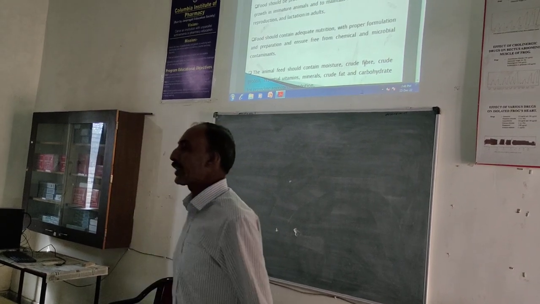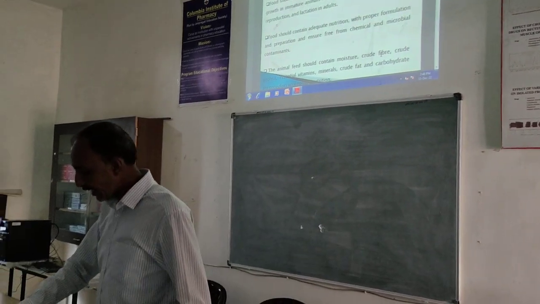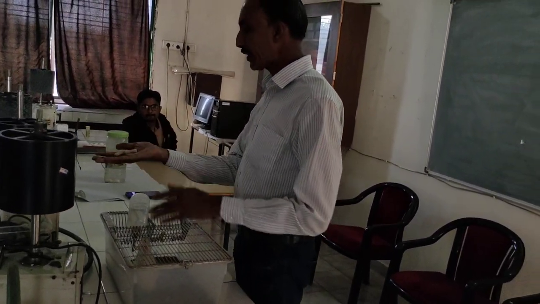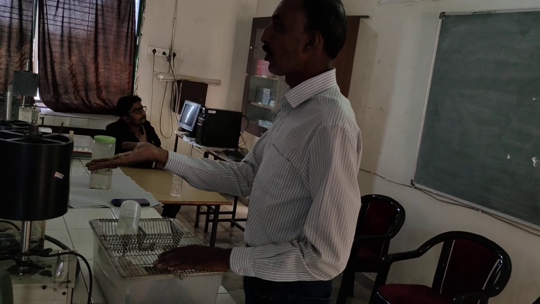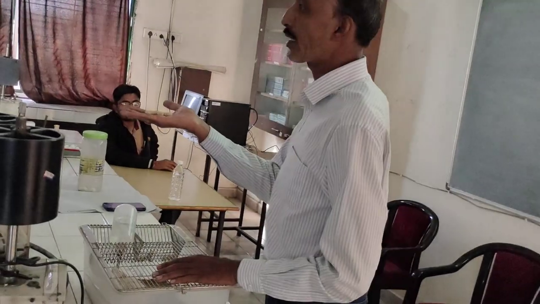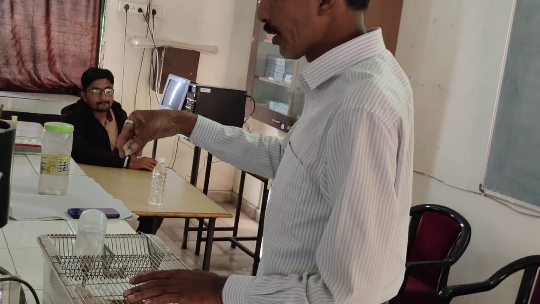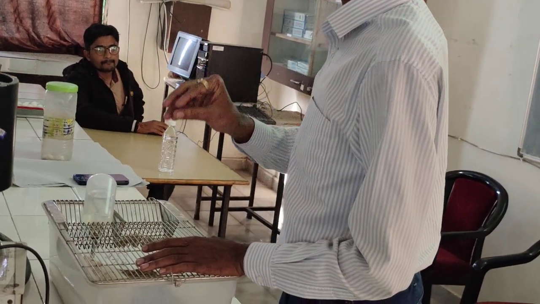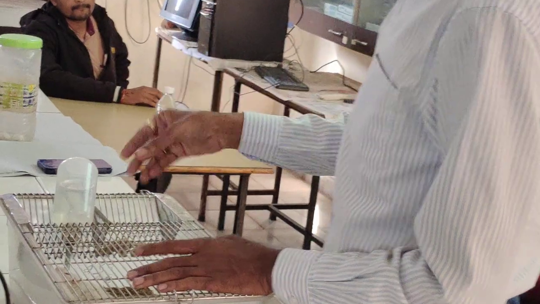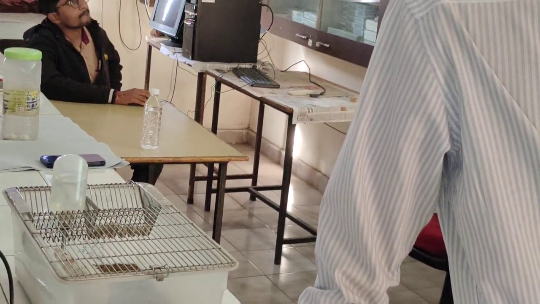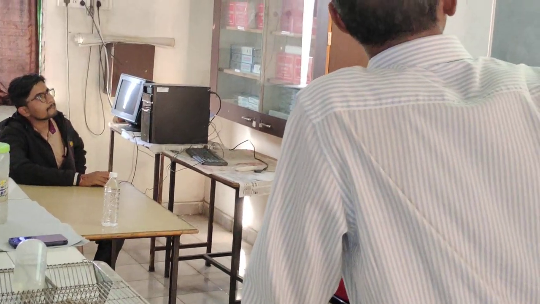Food: generally the hopper is here and this is called the pelleted diet, meeting all nutritional values. This is the pellet diet. All sorts of nutritional requirements of the animals are mixed here and that will be put into the hopper and the animal will eat accordingly. This is bedding. Next, water, already I told, sanitation and cleanliness.